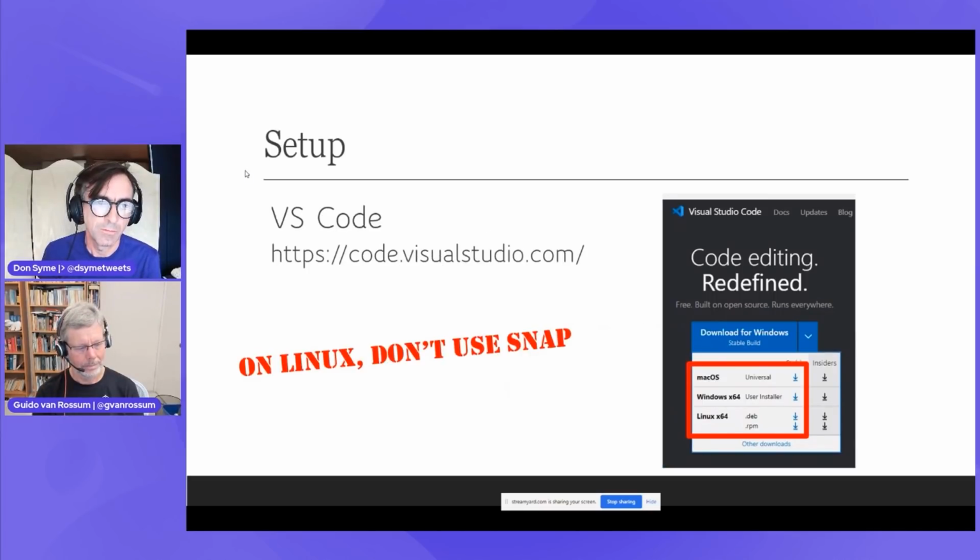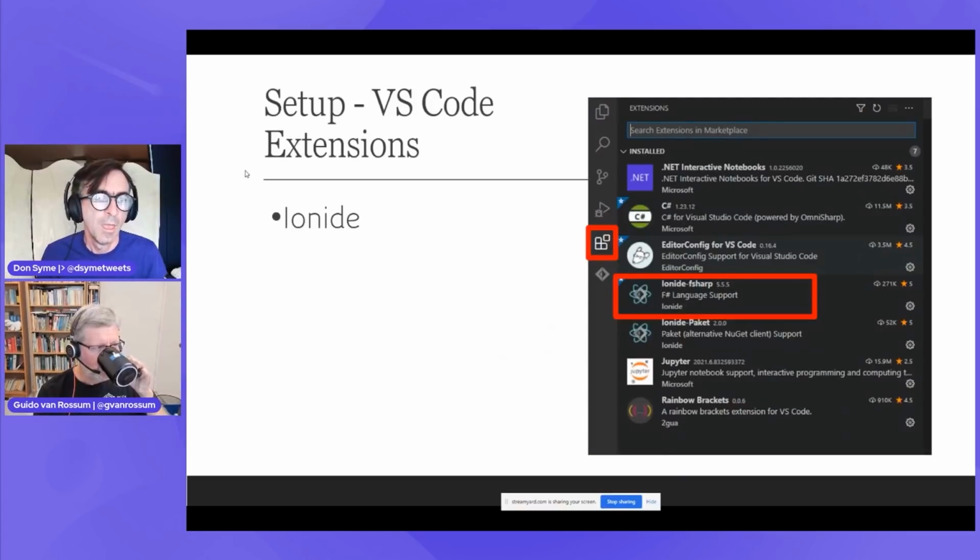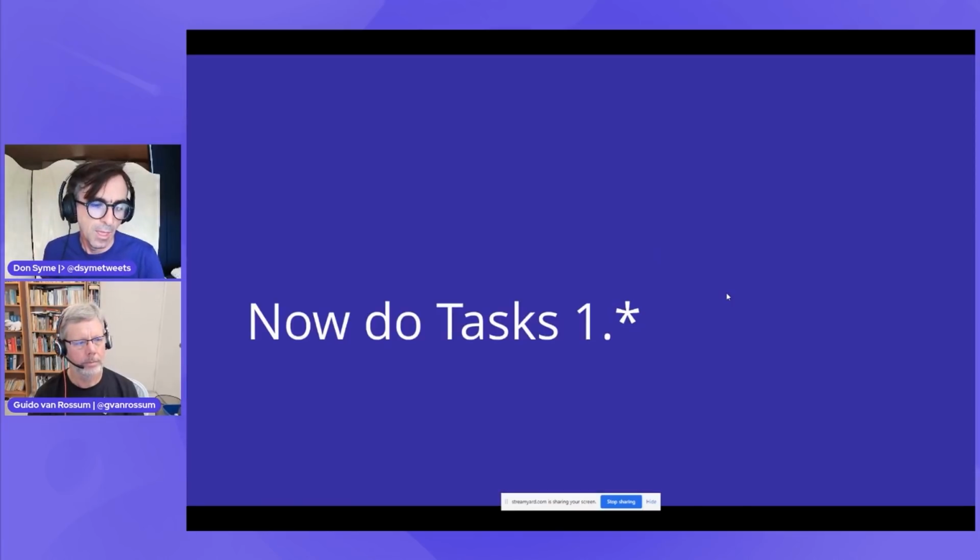You are installing VS Code. Some people in the past have accidentally installed VS Code by snap. Don't do that. Install it just the way it comes. And you will also be installing the F sharp support for VS Code. You'll probably get an automatic prompt for this if you don't do it yourself, the Ionide F sharp package.